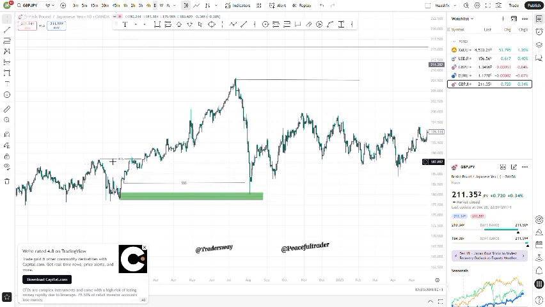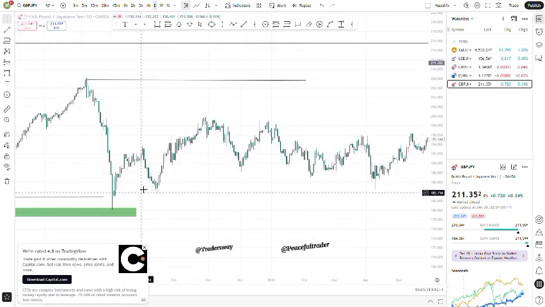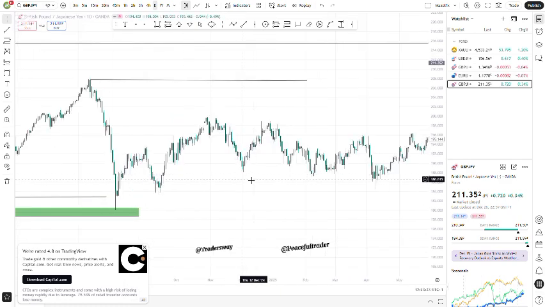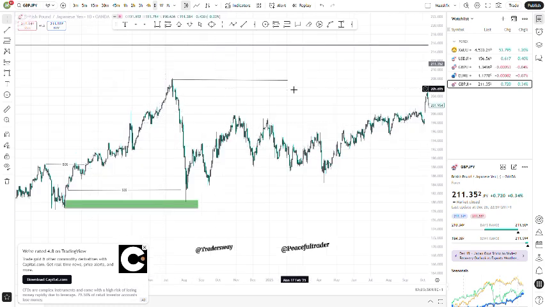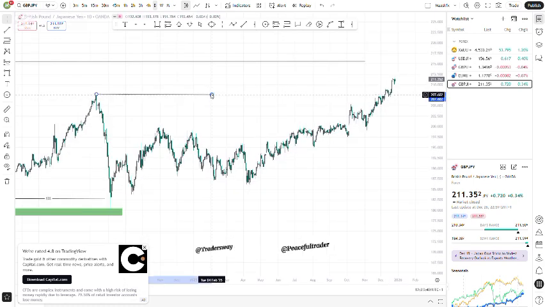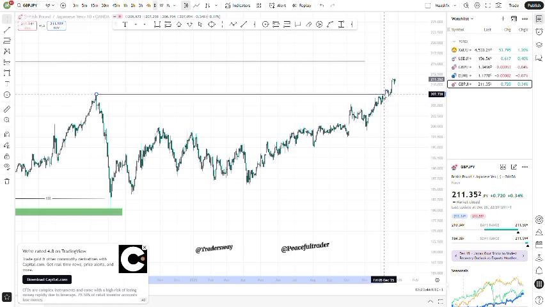This demand zone was the reason for this break of structure, and market came in. After market went up to this level, it came down to tap again, and here's the continuation of the flow. So since market gave us a break of structure, we are waiting for another break of structure, which is this one, and you can see this buy side liquidity has been taken.